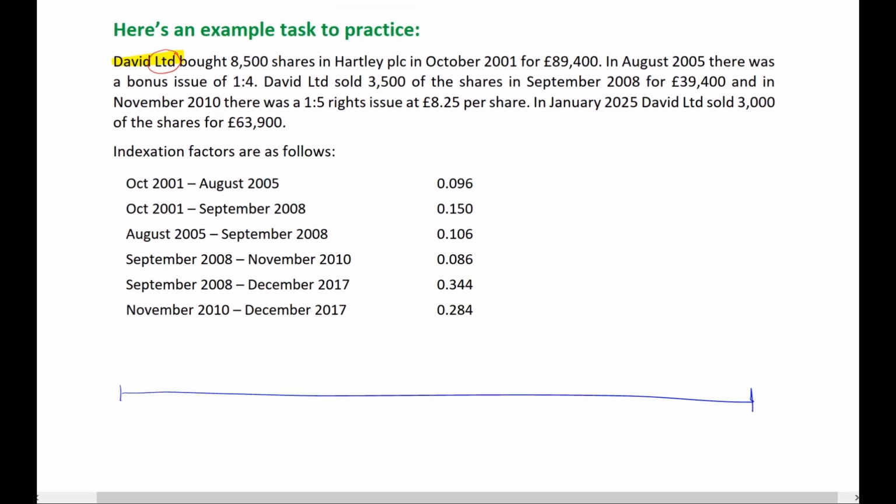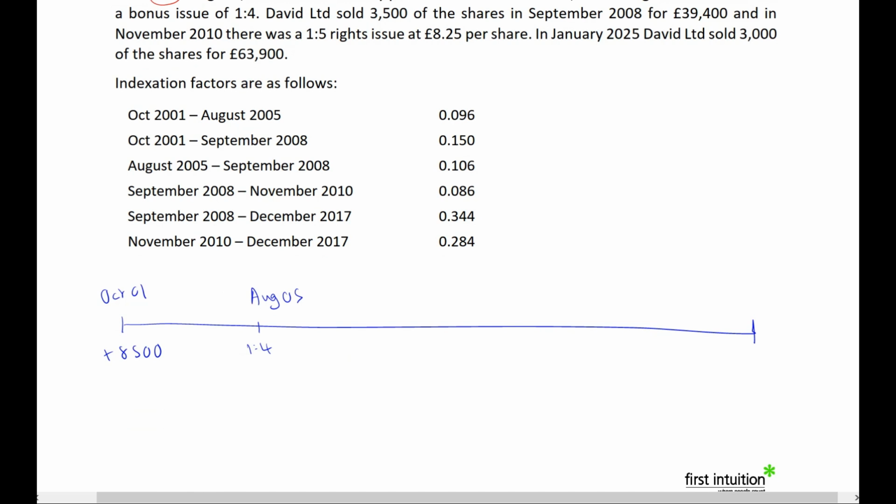So we start off with 8,500 shares being purchased in October 01. So that's my starting point. Then we move on to the next thing, which is in August 05. There was a bonus issue of 1 for 4. So 8,500 shares, but then one new one for every 4 I've already got.